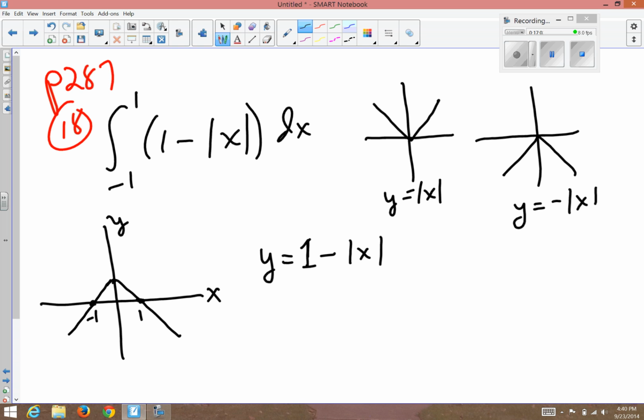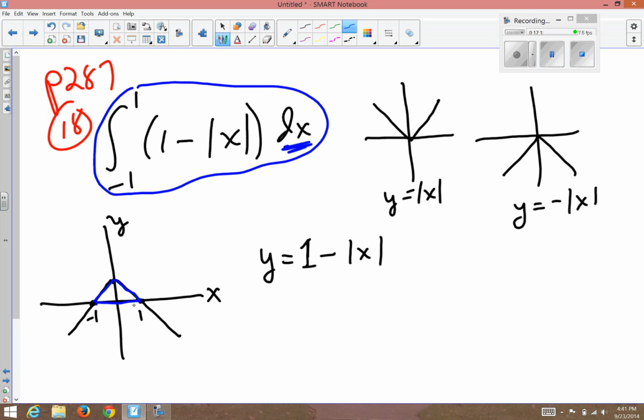So this means we are looking for the area between y equals the integrand, which is blue, and the x-axis. That's the x-axis, from x equals -1 to x equals 1. So the numbers are attached to it. So we need the area of this triangle.